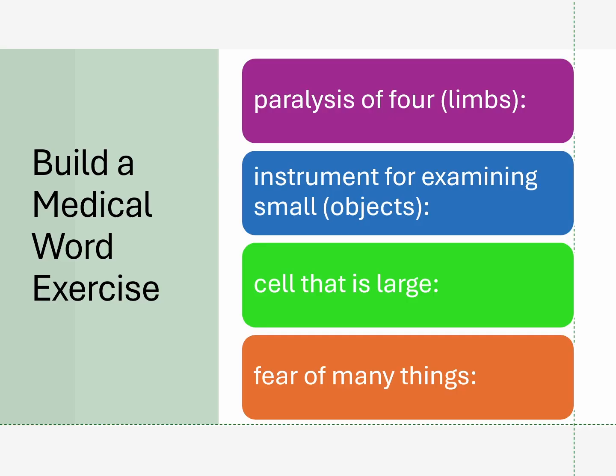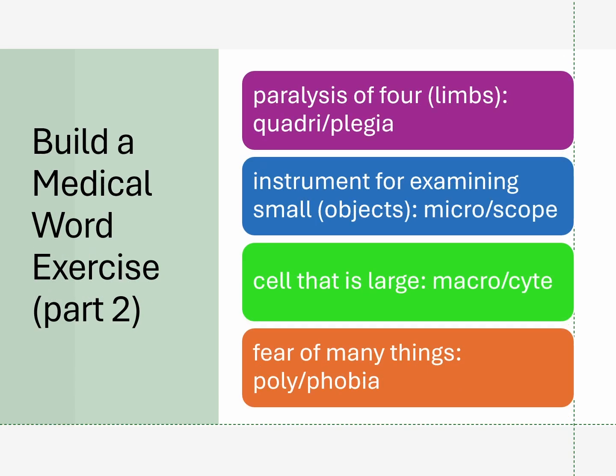So let's build these words. Paralysis of four limbs. Instrument for examining small objects. Cell that is large. And fear of many things. The answers: paralysis of four limbs, quadriplegia; instrument for examining small objects, microscope; a cell that is large, macrocyte; and fear of many things, polyphobia.